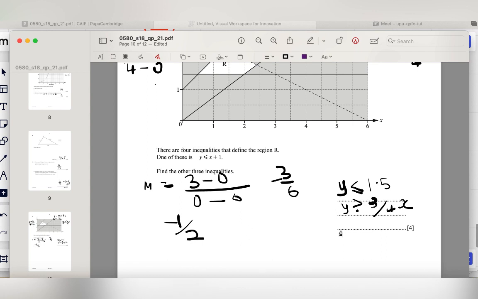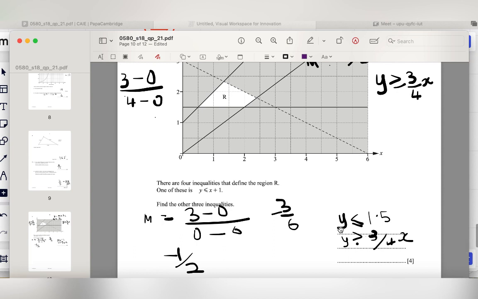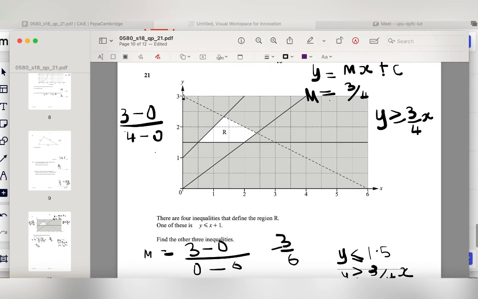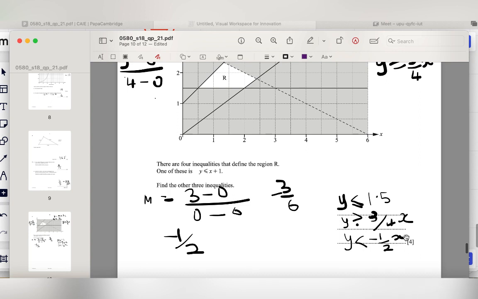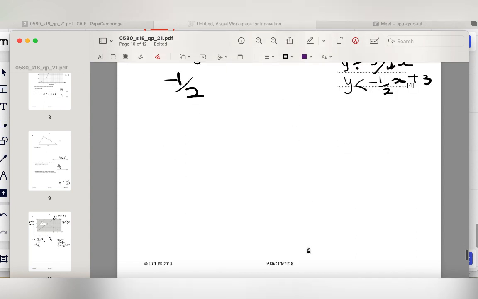And if we know our gradient, we simply say y is less than, not less than or equal to, because it's a broken line, negative 1 over 2 x plus 3. Why plus 3? Because the line touches the y-axis at 3. So you say plus 3. So these are the inequality you need to put, and then you get your marks.